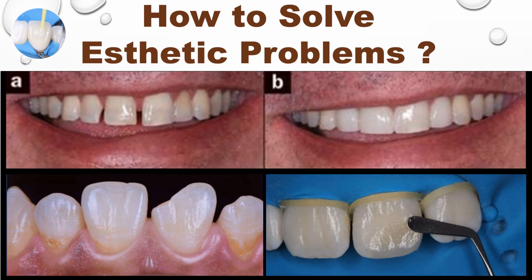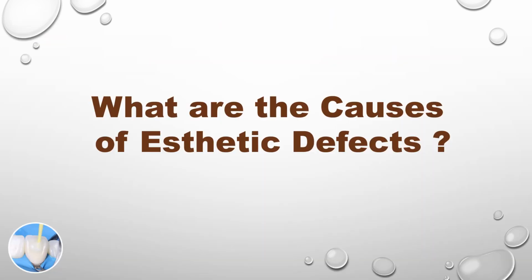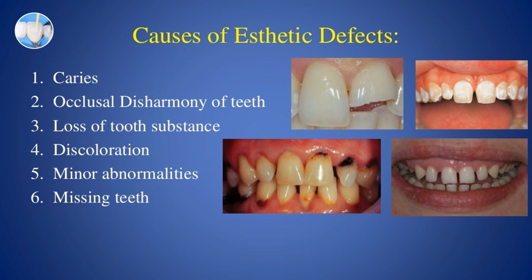Good day everyone. How to solve aesthetic problems. What are the causes of aesthetic defects? Causes of aesthetic defects: 1. Caries. 2. Occlusal disharmony of teeth. 3. Loss of tooth substance. 4. Discoloration. 5. Minor abnormalities.